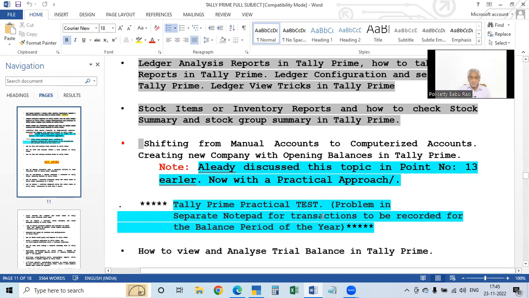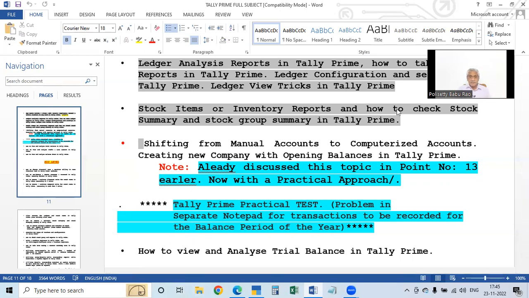Today we continue that. From 1st October, we enter the transactions in Tally Prime. The old transactions we are not recording. We are taking the total trial balance of the last period as the opening balance. For this period, from 1st October to the end of the financial year, 31st March, we will record the transactions, and then we will proceed further. This is our topic.